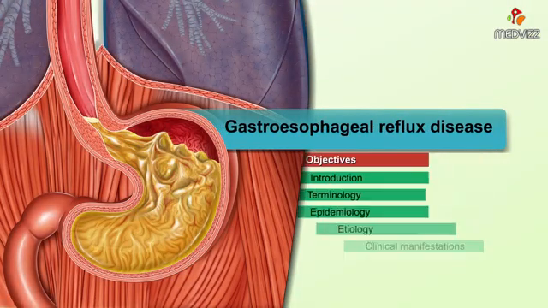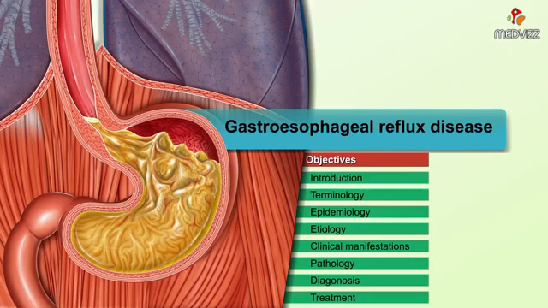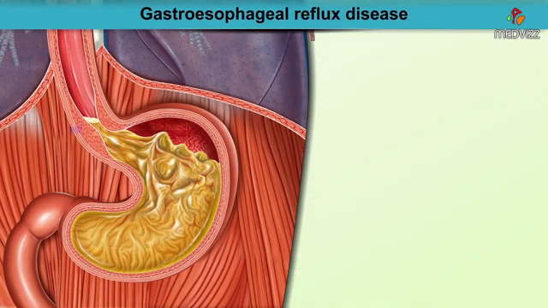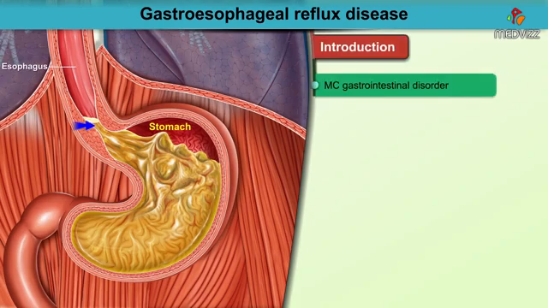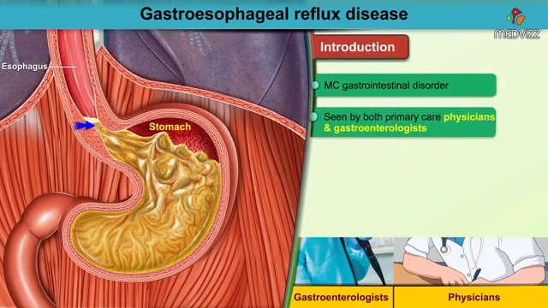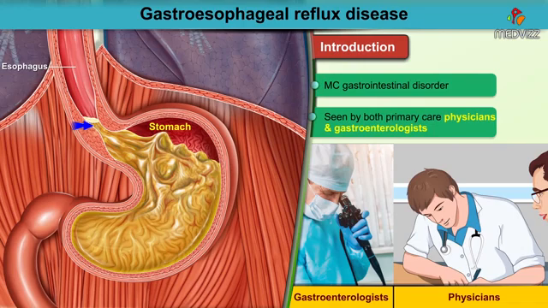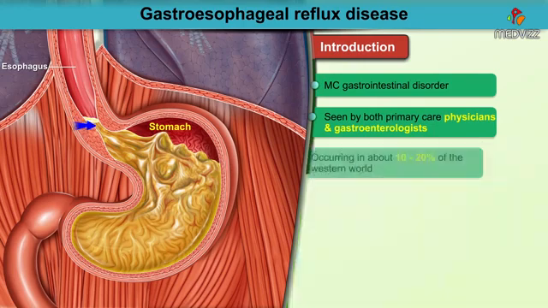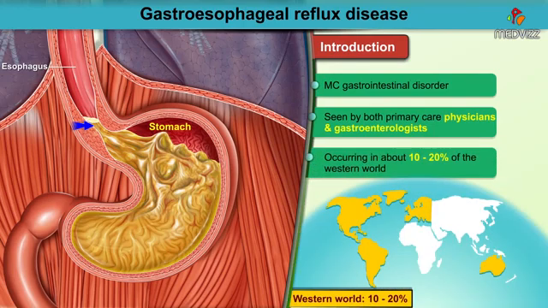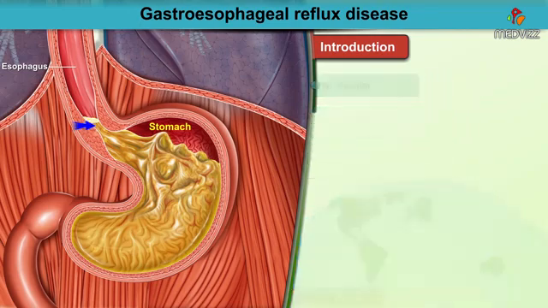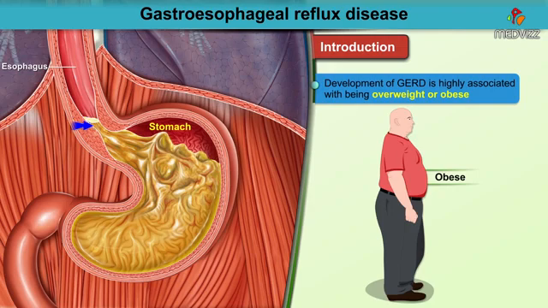Gastroesophageal reflux disease, or GERD. Gastroesophageal reflux disease is one of the most common gastrointestinal disorders seen by both primary care physicians and gastroenterologists, and it occurs in about 10 to 20% of patients in the Western world. Development of GERD is highly associated with being overweight or obese.